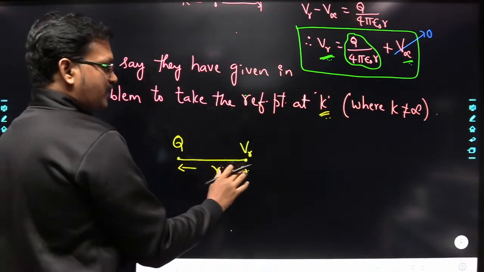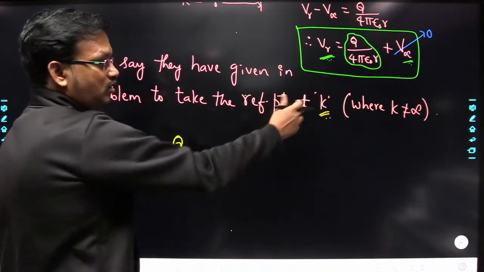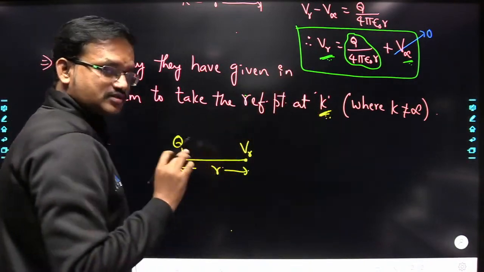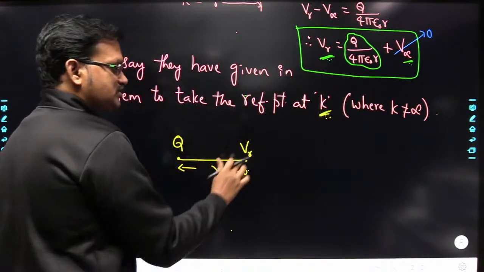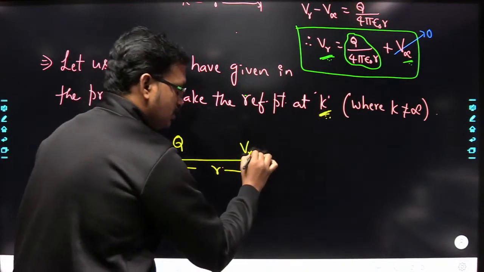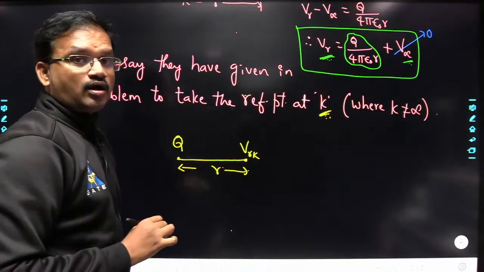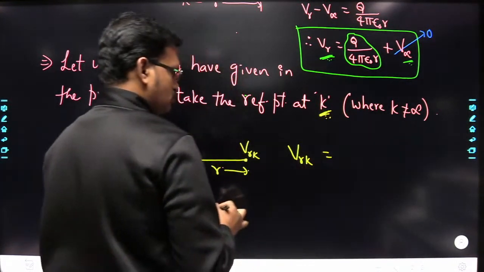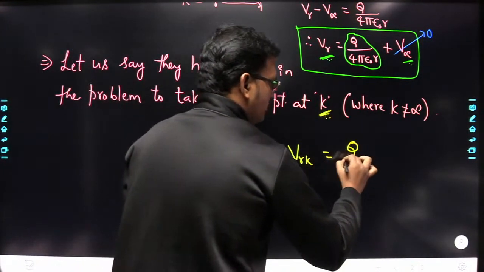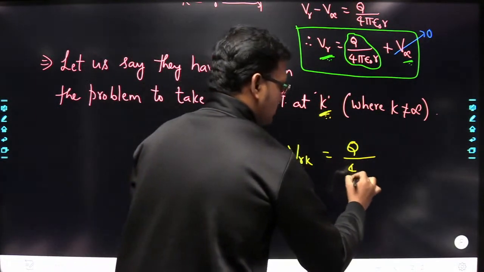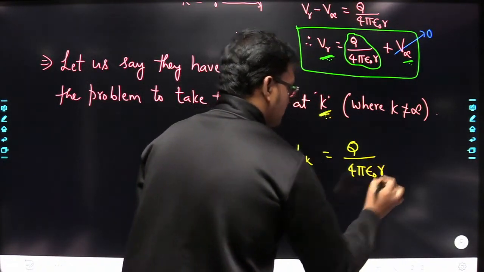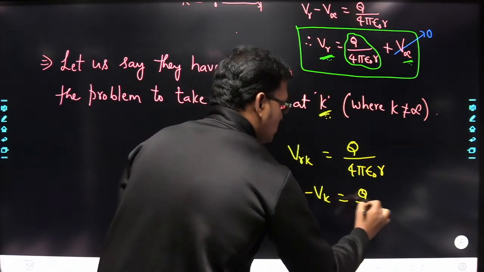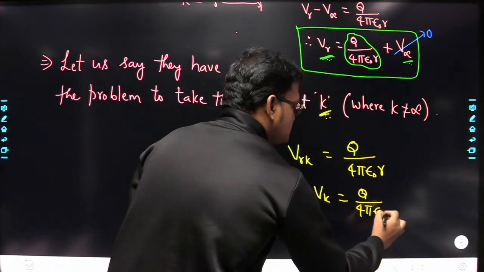So now you are measuring the potential at R with respect to K. Since they have specifically mentioned to take the reference point as K, you have to write the potential at R with respect to K, which I can represent as VRK. Now VRK is equal to Q by 4 pi epsilon naught into R. Here VR minus VK is equal to Q by 4 pi epsilon naught R.